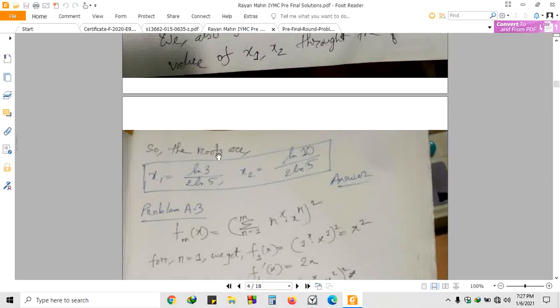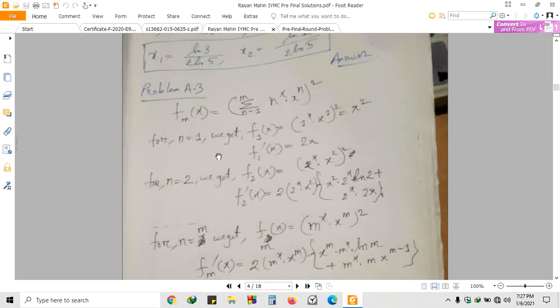So to solve this, we need to know the summation sign, and here n starts from 1 and goes till m, like 1, 2, 3, dot dot dot m. So if we put n equals 1, we get f of x as 1 to the power x into x to the power 1 and whole square. So the function was x square, and if we do differentiation we get twice x.